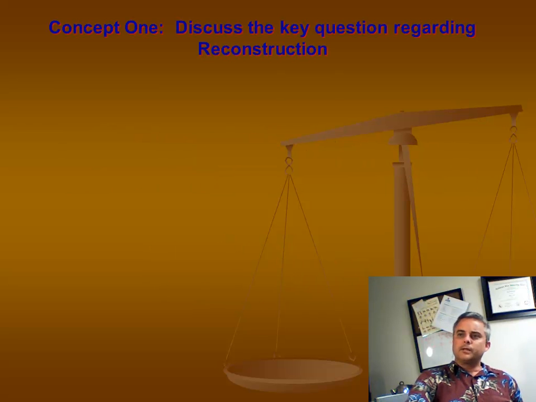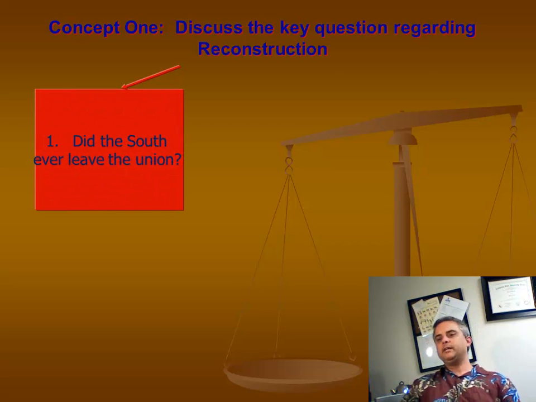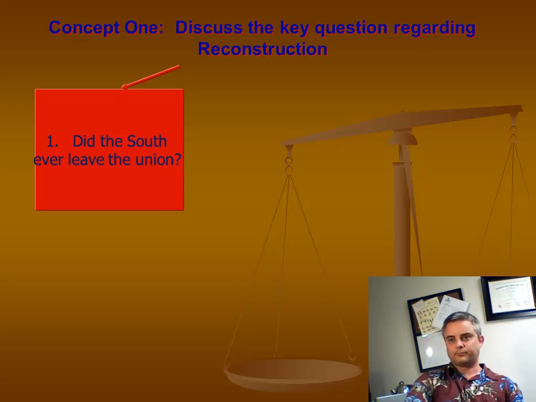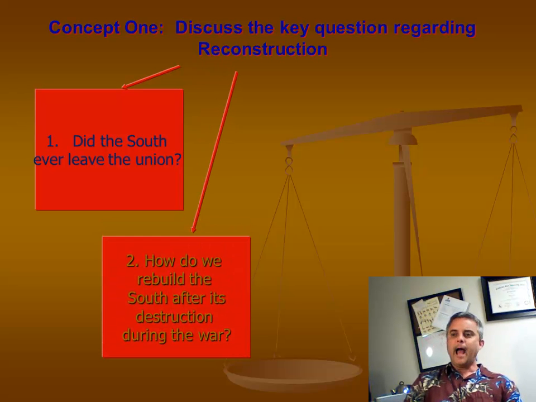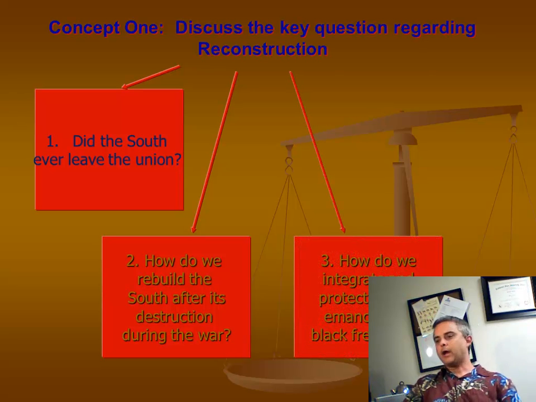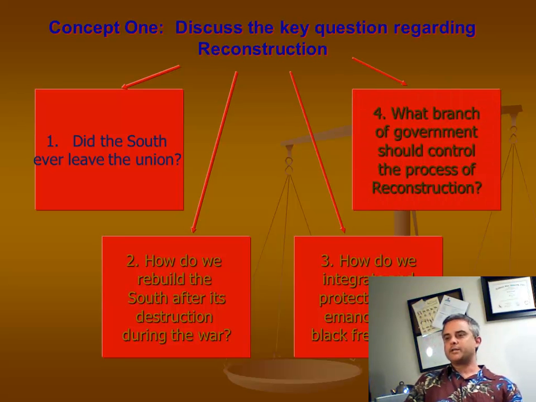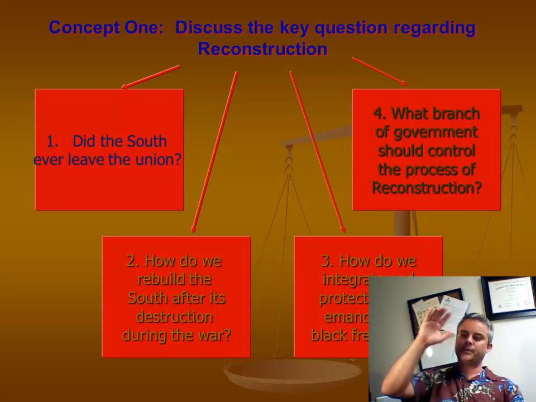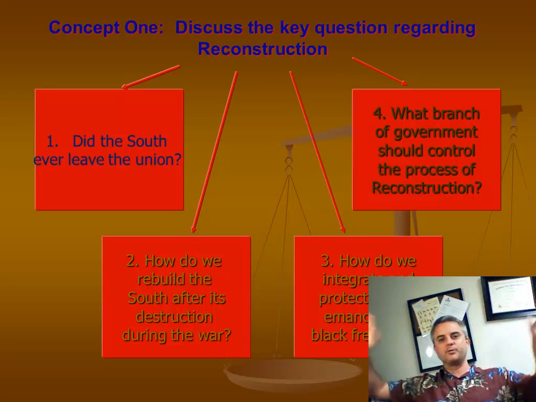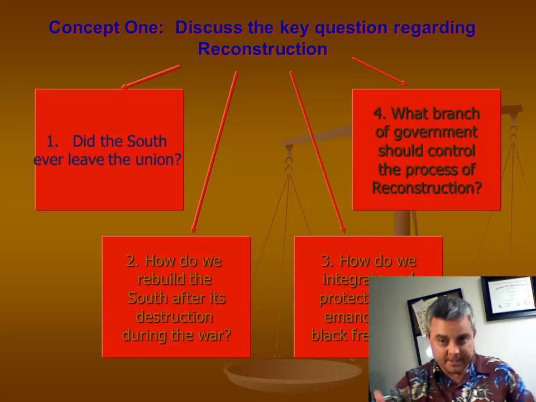Concept 1 discusses the key questions regarding Reconstruction. 1, did the South ever leave the Union? 2, how do we rebuild the South after its destruction during the war? 3, how do we integrate and protect newly emancipated black freedom? And 4, what branch of government should control the process of Reconstruction? I just really wanted to put these 4 questions out there, and they are really going to frame the rest of this lecture and the essay question.